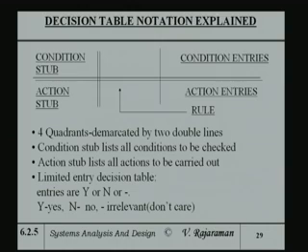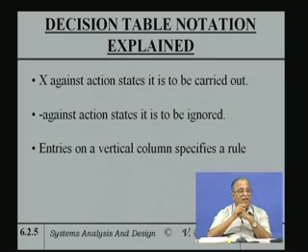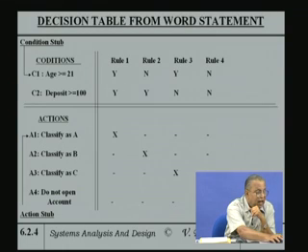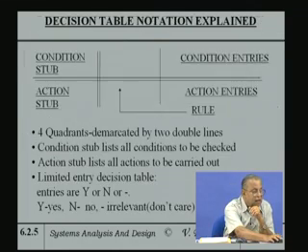Dash is irrelevant. That means whether the answer is yes or no does not matter. So that irrelevance is shown by a dash. An X against an action states that it has got to be carried out. A dash against an action states it is to be ignored, not to be carried out. Entries on a vertical column specify a rule. In other words, each vertical column here, rule 1, rule 2, and so on, each one specifies a rule where you test the condition and take appropriate action.